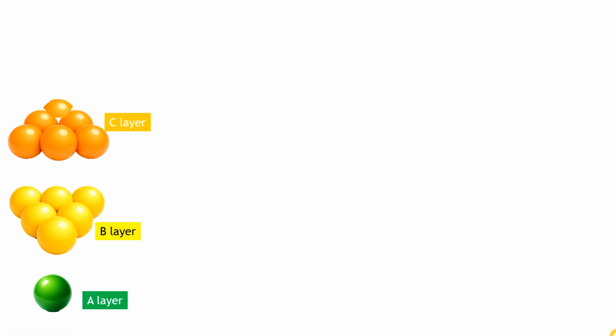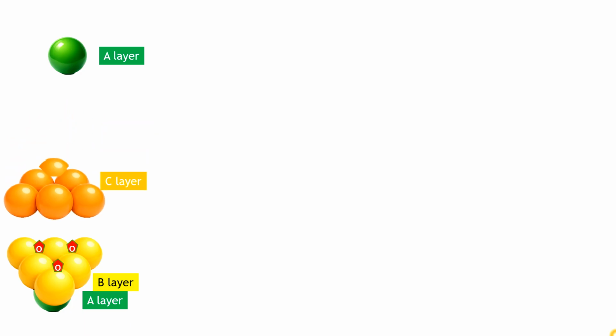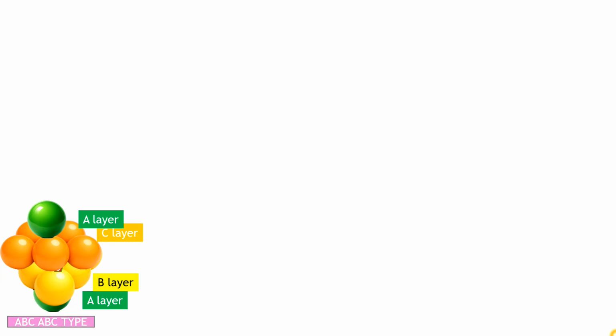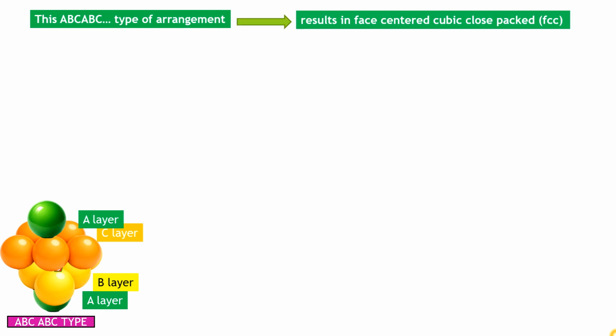Consider A layer, B layer, C layer. Now B layer is placed on A layer. Octahedral voids are formed. Now C layer will occupy all octahedral voids. After placing the fourth layer on the third layer, this arrangement leads to formation of ABC type arrangement. This ABC type of arrangement results in face-centered cubic close packed FCC.